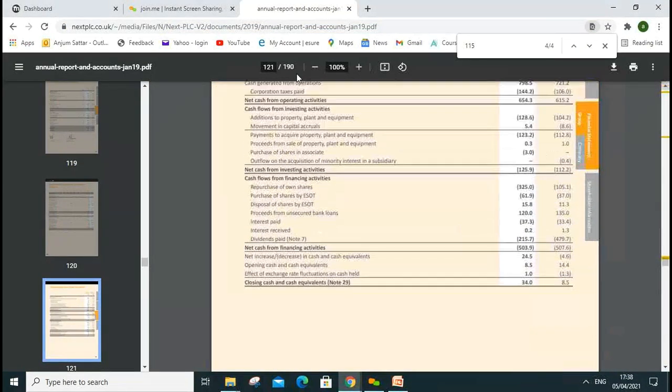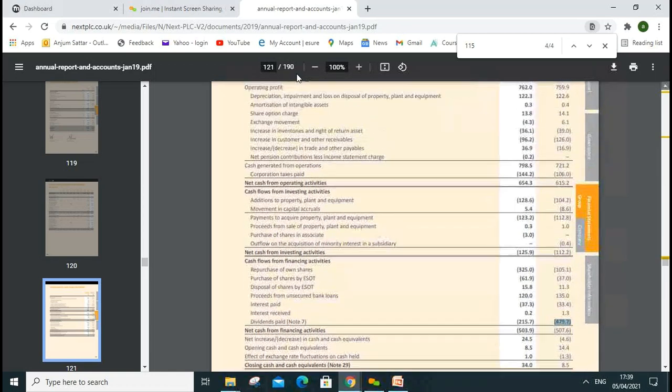Sorry, dividends? Yeah. Okay, so we can see in the cash flows, the cash we paid as a dividend was 215.7 million, and last year we paid 479.7 million. Dividend is the amount of money you pay to the shareholders. The cash went out of the business.